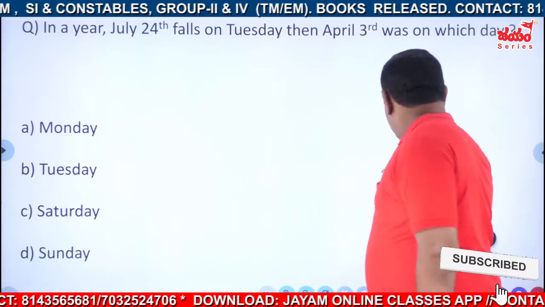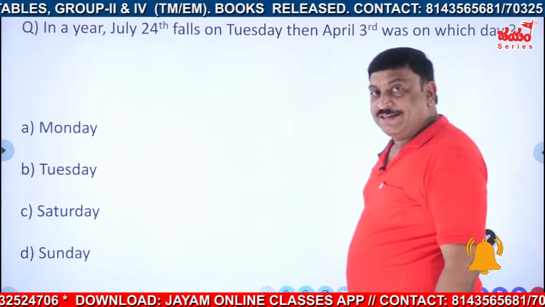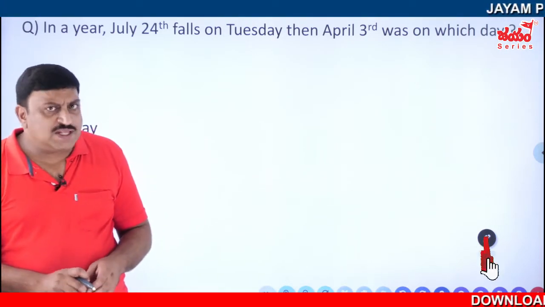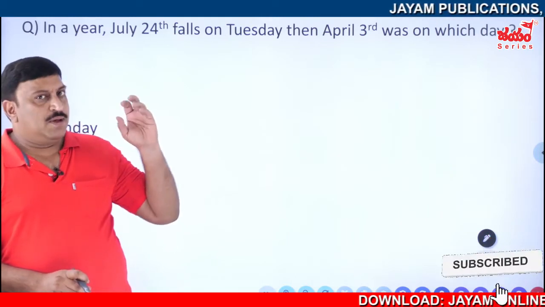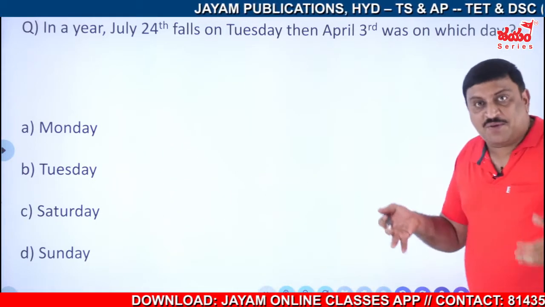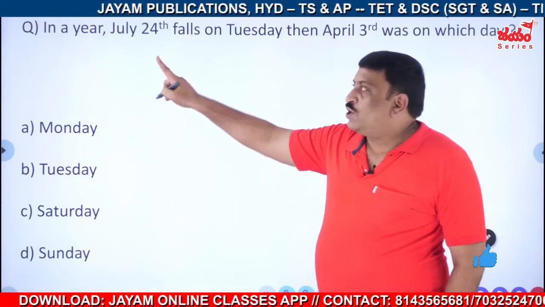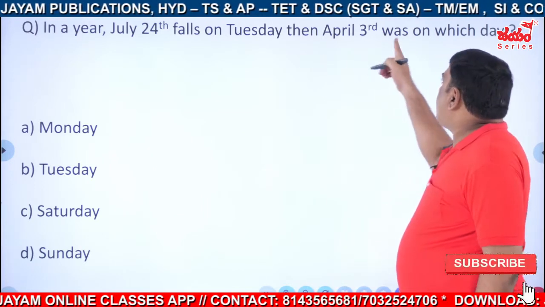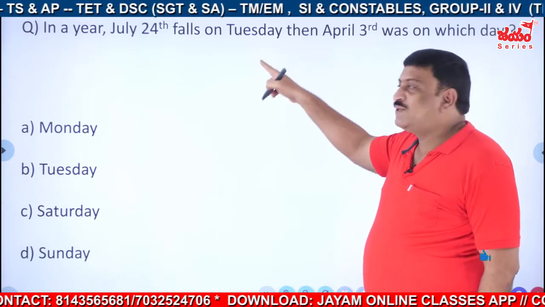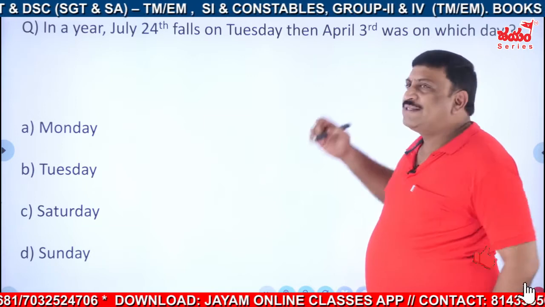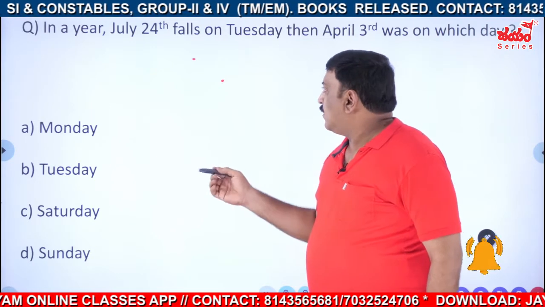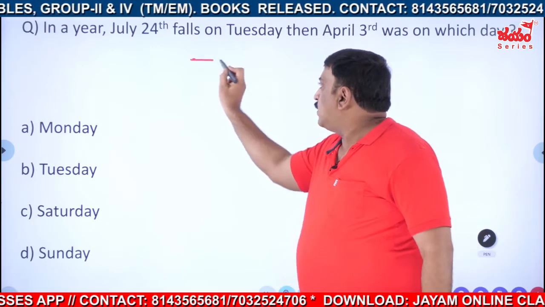Now the actual question has come. Just see. Though it is not given the same calendar, but the case is, see this one. Month to month calculations we have done, right? Now we will make use of our same calendar concept in this one. In a year, July 24th falls on Tuesday, then April 3rd falls on which day? See, if July 24th falls on Tuesday, July and April will resemble the same, is it not?